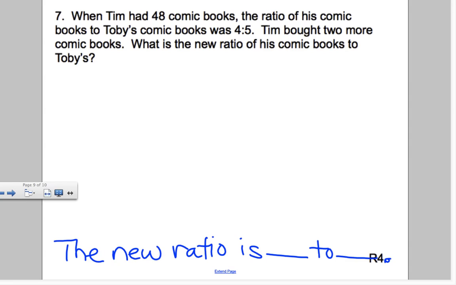So now we're gonna draw the picture. We're gonna draw the bars, just like we did before. So what are we comparing? Tim's comic books to Toby's comic books. So I'm just gonna put Tim and Toby here. And what is the ratio? 4 to 5. So we're gonna draw Toby's bar first.